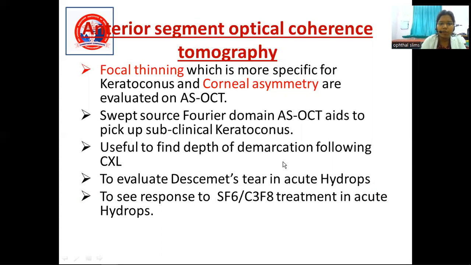Then anterior segment optical coherence tomography, ASOCT, is evaluated, which is more specific for keratoconus and corneal asymmetry. Swept-source Fourier domain ASOCT helps to pick up subclinical keratoconus. It is useful to find the depth of demarcation following CXL, to evaluate Descemet's scarring in acute hydrops, and to see the response to SF6 or C3F8 treatment in acute hydrops.